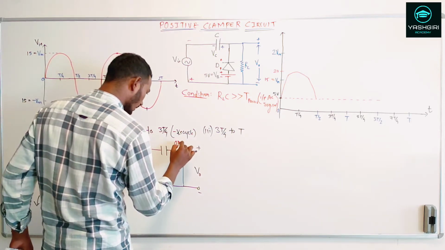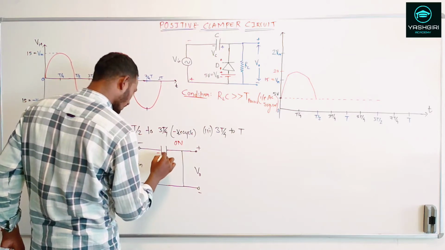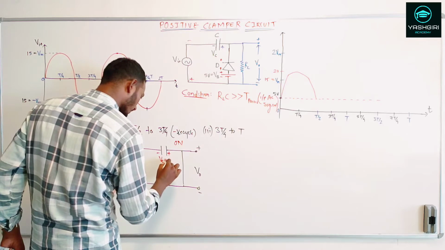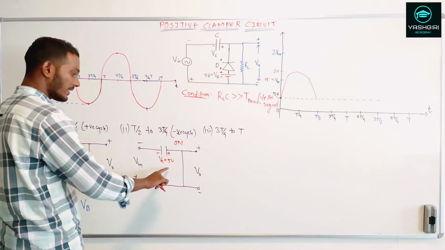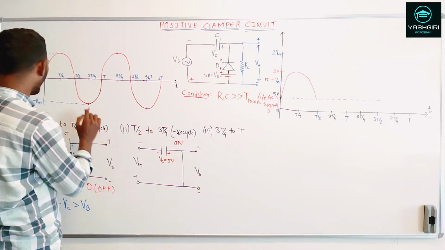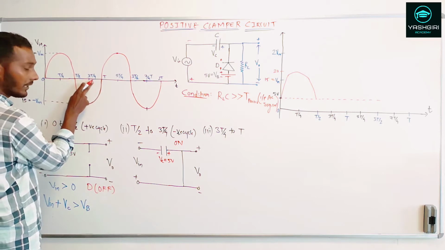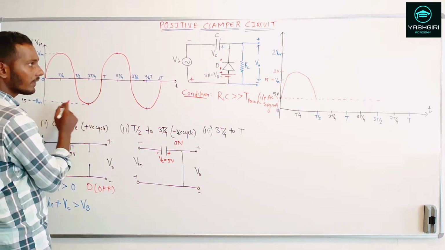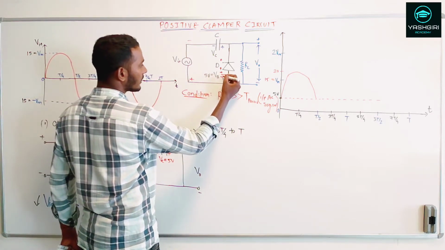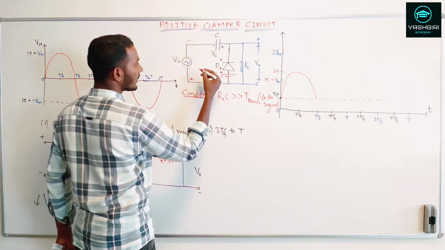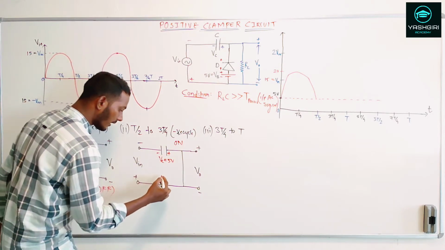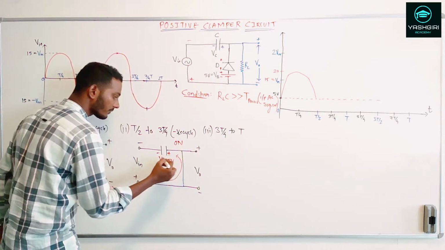This is the voltage that is available across the capacitor, Vc, equal to 5 volts. Yes, Vc is equal to 5 volts. Now if you see from T by 2 up till 3T by 4, it's touching the minus Vm, that is 15 volts. That means this is plus minus, so the diode D is in the on state. All right, the current will start flowing in this circuit.